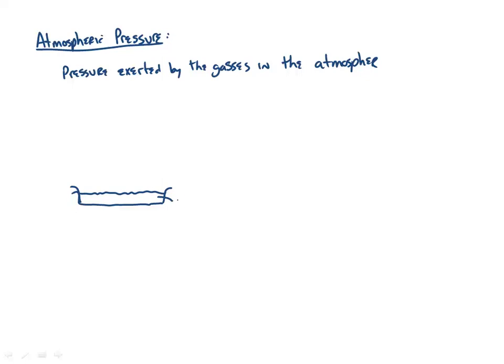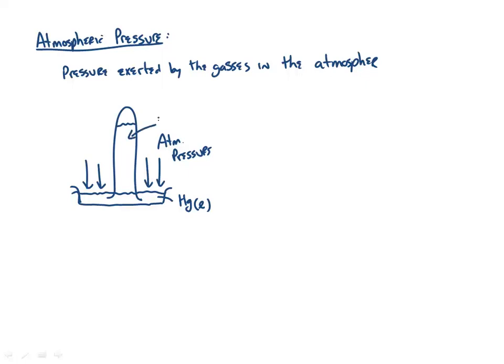So that's liquid mercury. And then if we invert a test tube in it, what we have is atmospheric pressure pushing down on that mercury. So there's my atmospheric pressure. And that causes the mercury to rise in the tube. And the distance that it rises above the surface, that's a measure of our atmospheric pressure.